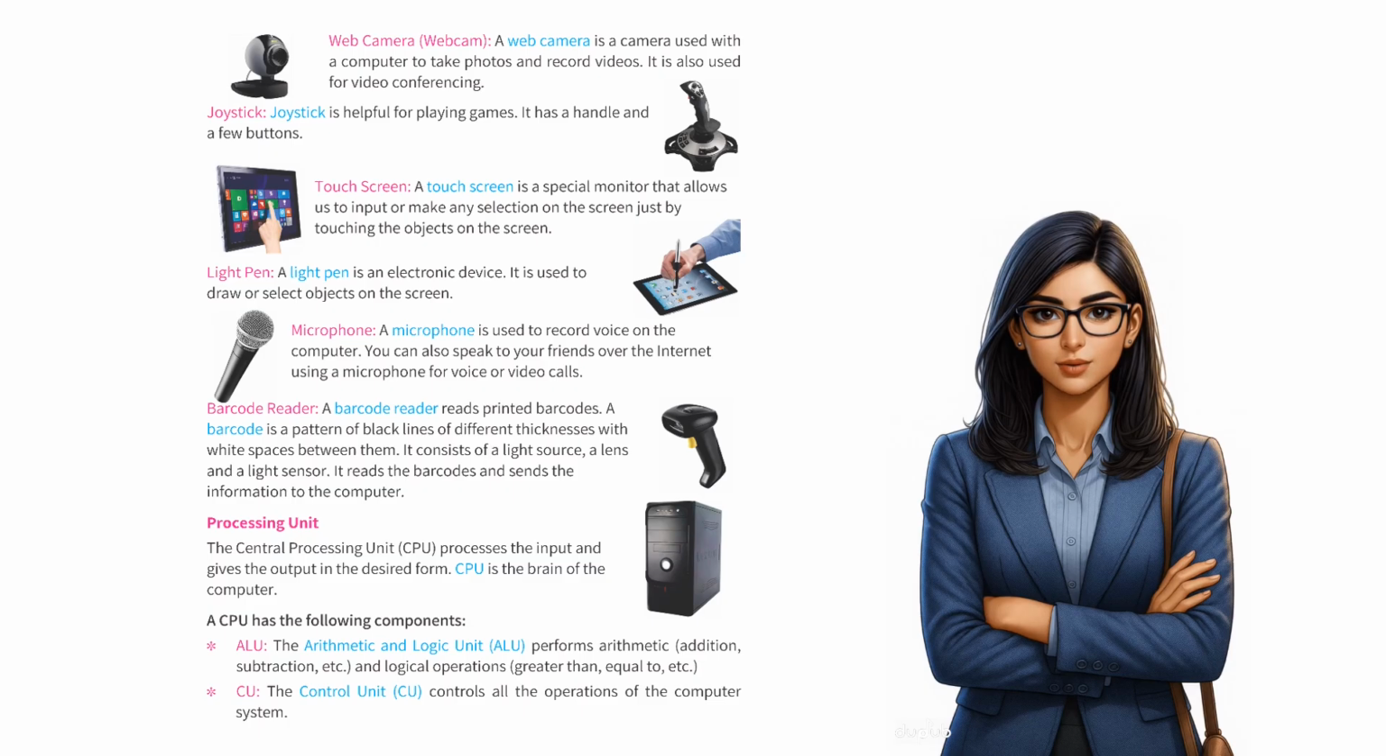Barcode reader. A barcode reader reads printed barcodes. A barcode is a pattern of black lines of different thicknesses with white spaces between them. It consists of a light source, a lens, and a light sensor. It reads the barcodes and sends the information to the computer.